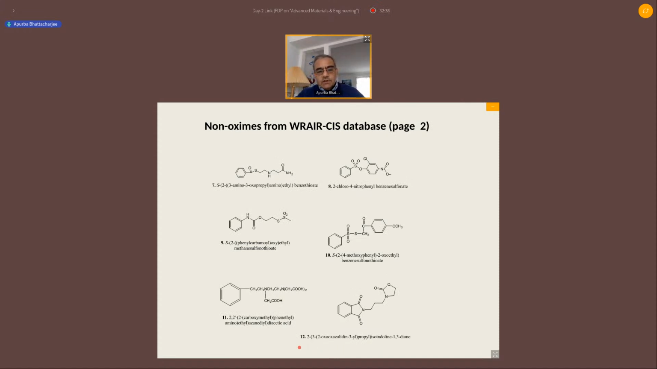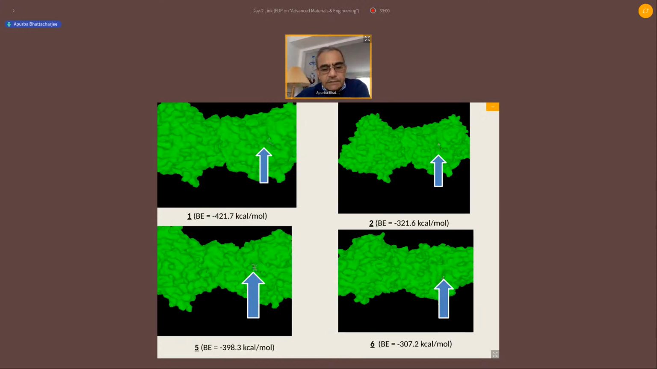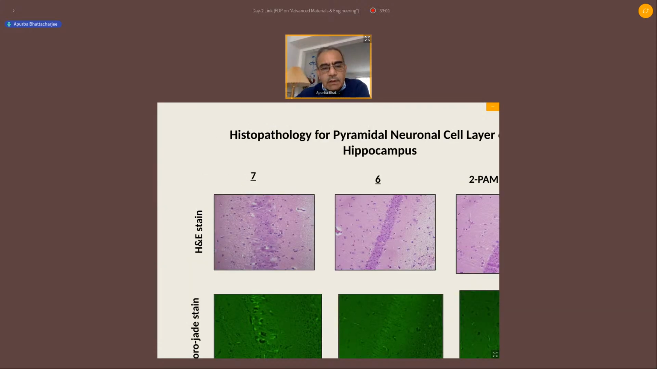12 compounds were identified and shortlisted for both in vitro and animal studies. In vitro studies also, they performed very well. And so we selected based on their binding energies. I mentioned that while you dock the compound, you have to calculate the binding energies. Then what we did, out of these 12 compounds, 5 were selected for animal studies.